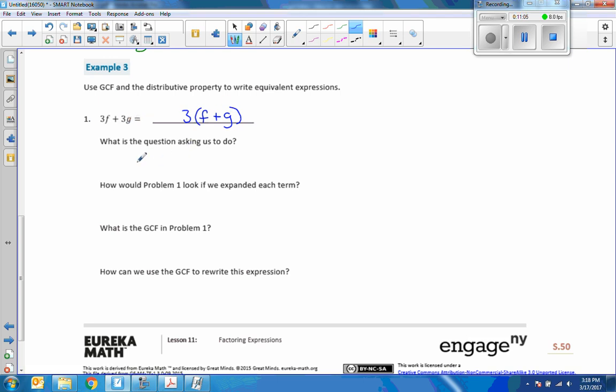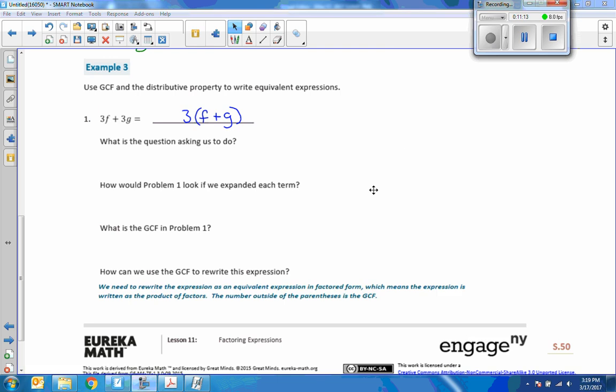What is the question asking us to do? Okay, we pause the video and bring that in. Okay, so it says we need to rewrite the expression as an equivalent expression in factored form, which means the expression is written as the product of factors. The number outside of the parentheses is the GCF. So the greatest common factor of 3x plus 3g is 3.